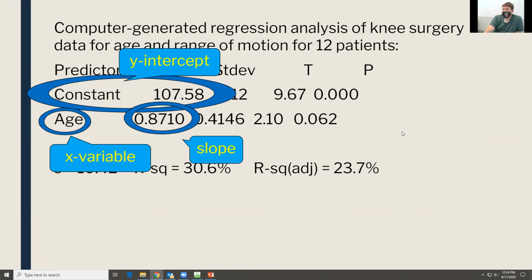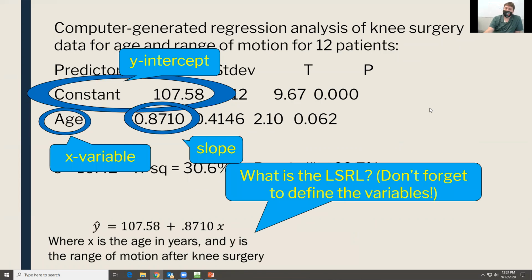All right, in order to make our analysis fully done, though, we still need to figure out our R value. So we have our equation now. We would say y hat is equal to 107.58 plus 0.8710x. So we got our equation. We're okay with that. But we need to make sure we define what our x and y variables are.